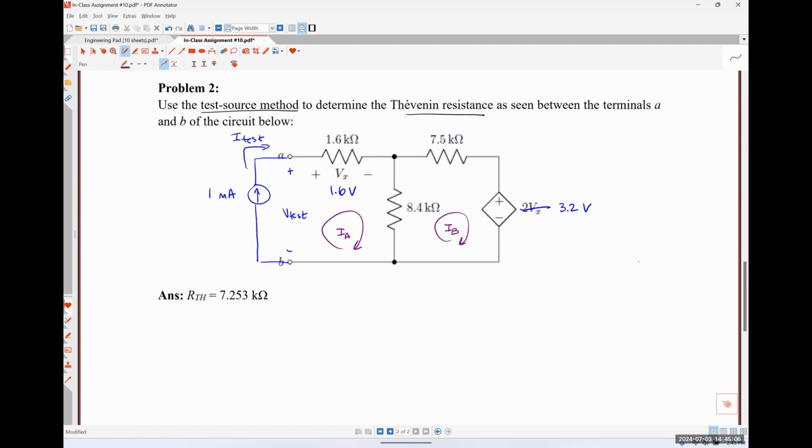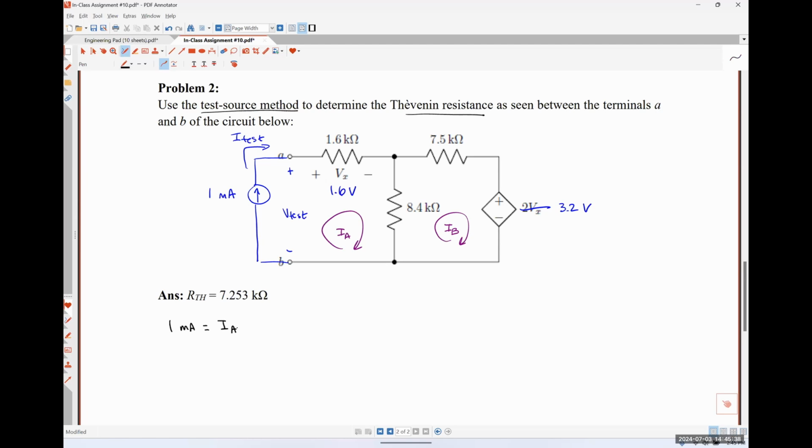We no longer need a controlling variable relationship or anything like that because we know exactly what it is. It's 1.6 volts, and we've already applied it to our dependent source to make it effectively just an independent source now. So we do have a current source, so we're going to have a current relationship equation. So how does the 1 milliamp of current relate to our mesh currents? Just 1 milliamp equal IA.